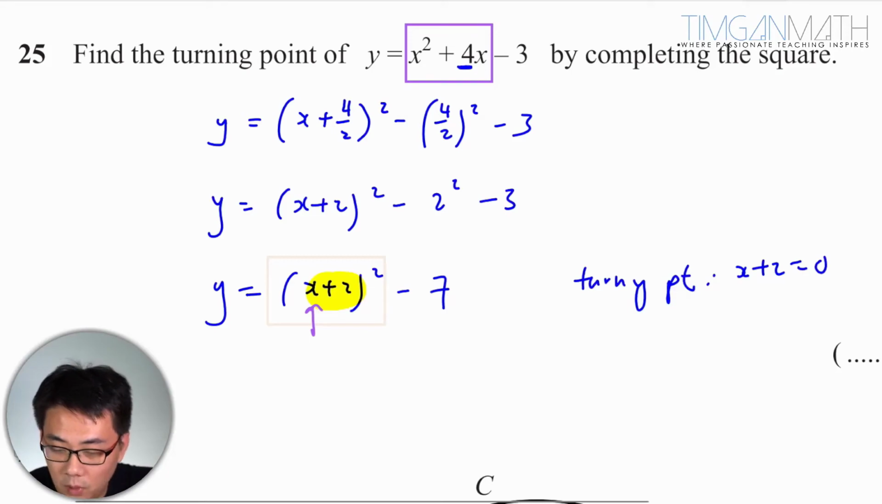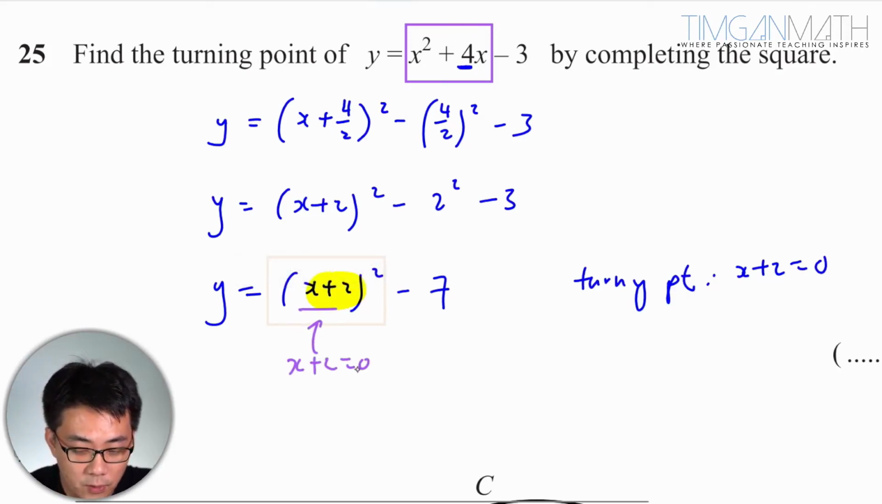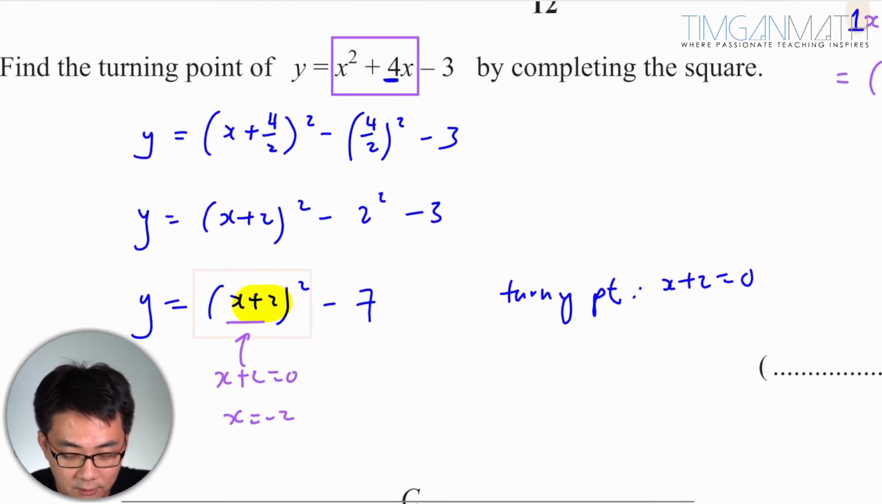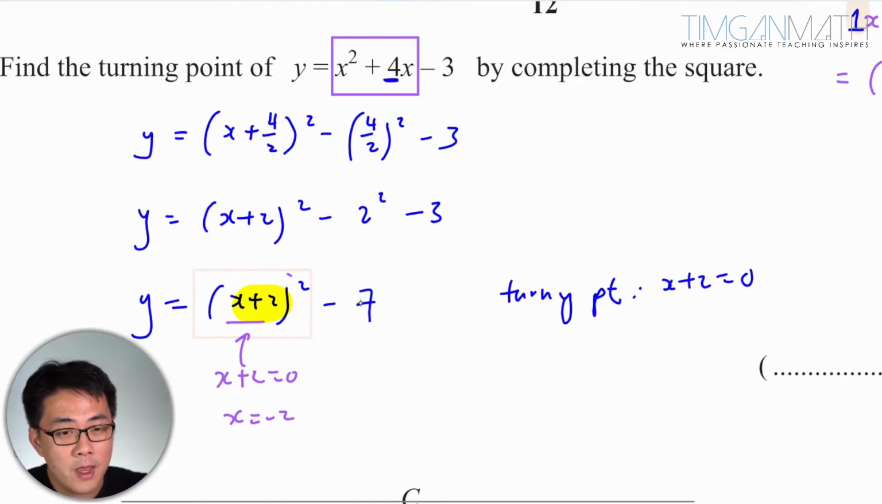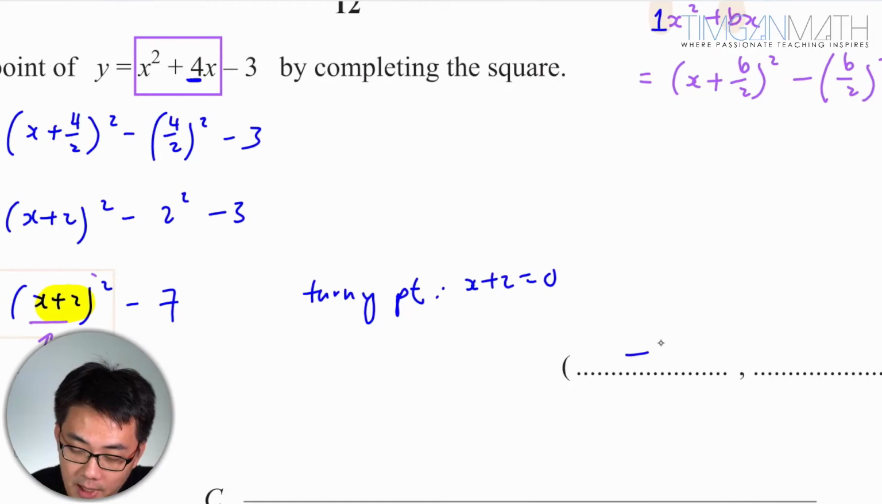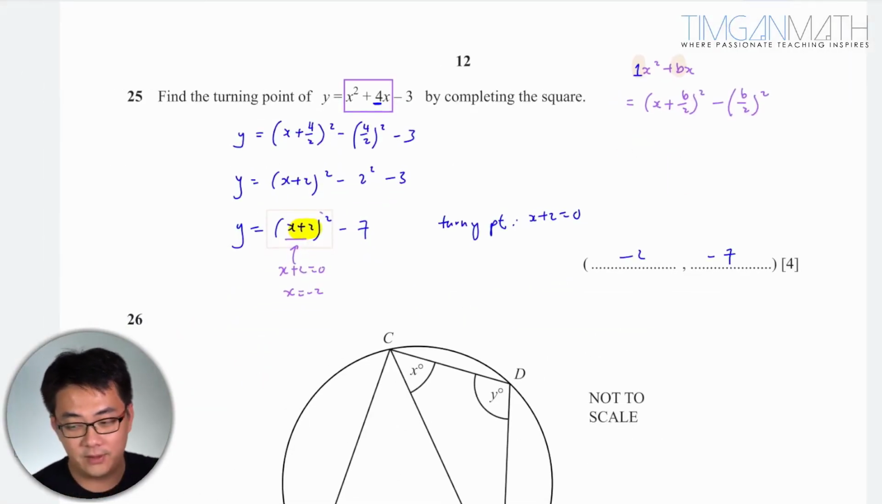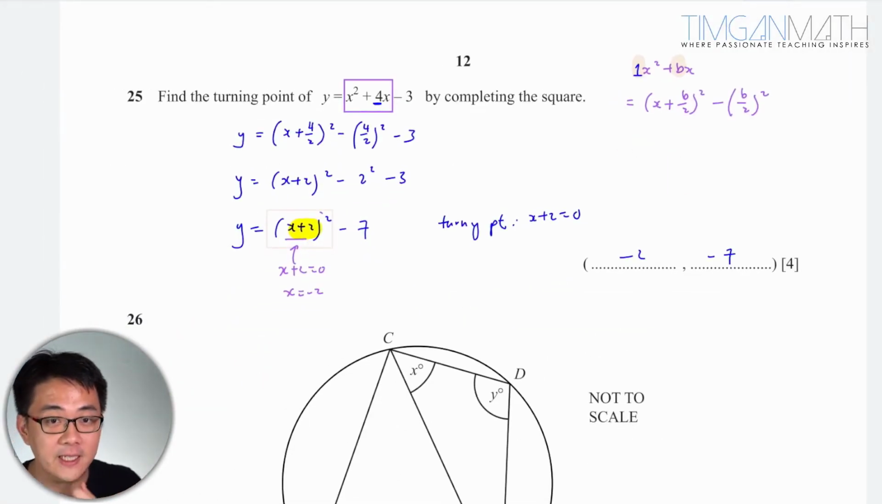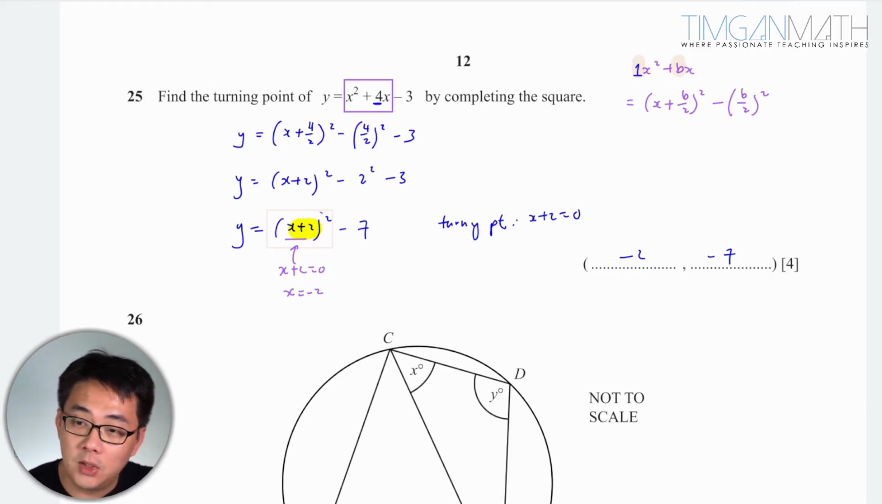But the only time when it doesn't add a number is when x plus 2 is 0. So x plus 2 is 0, that way x equals to negative 2. So it happens when it's negative 2. And when this whole thing is 0, it will be negative 7. So in this case here will be negative 2, comma negative 7. So that's the coordinate of the turning point there. Alright, so let's look at the subsequent part.